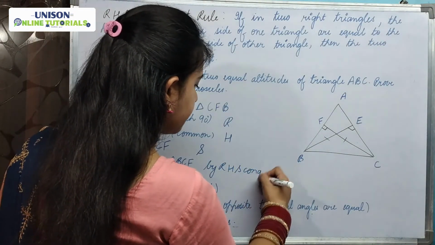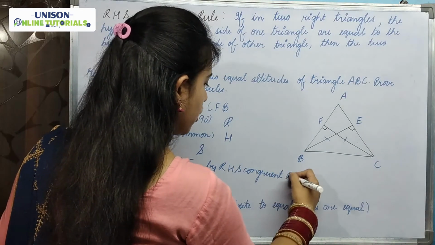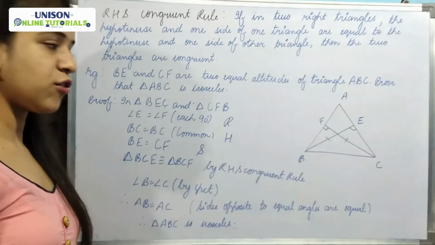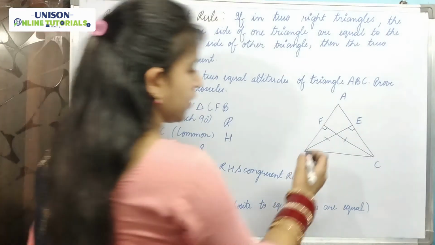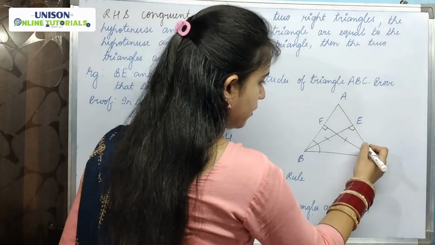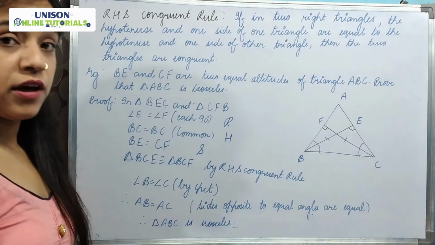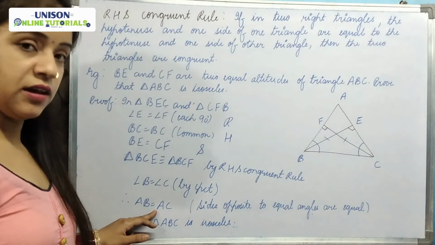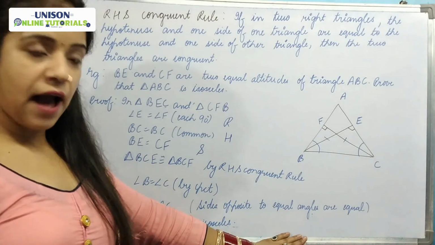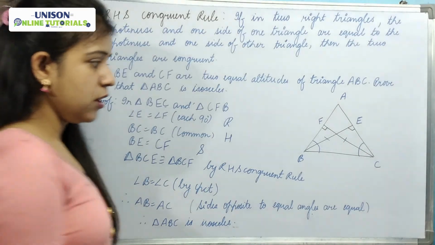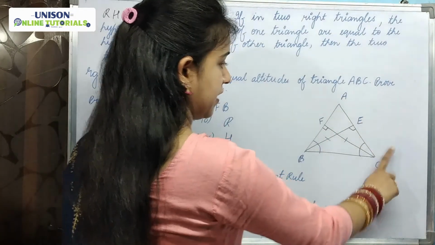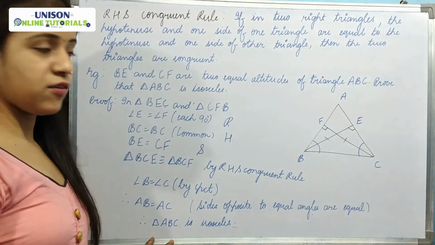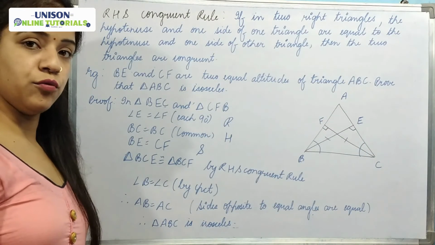the RHS congruent rule. So if these triangles are congruent, we can use CPCT, corresponding parts of congruent triangles are equal. So we can write angle B equals angle C. Now if angle B equals angle C, then we can say that AB equals AC, since sides opposite to equal angles are also equal. And if AB equals AC, that means ABC is an isosceles triangle, and this we had to prove.